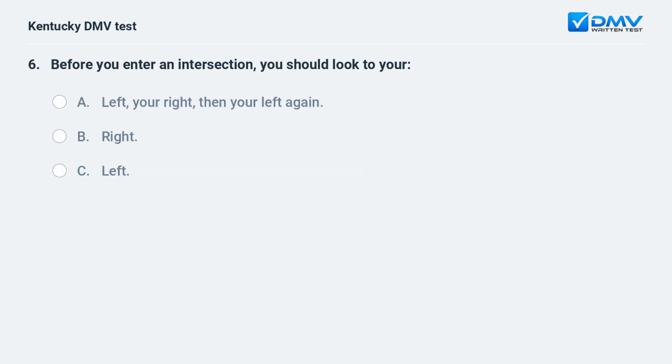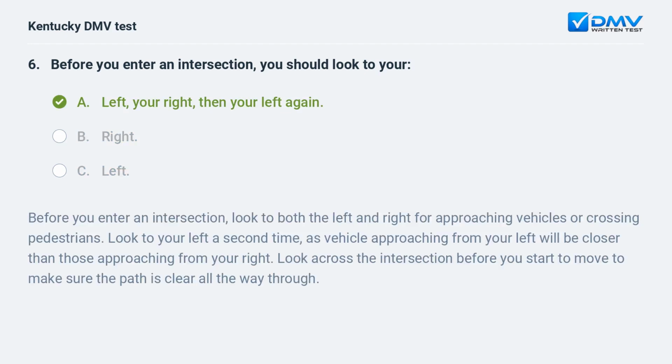Before you enter an intersection, you should look to your A. Left, your right, then your left again. B. Right. C. Left. A. Left, your right, then your left again.